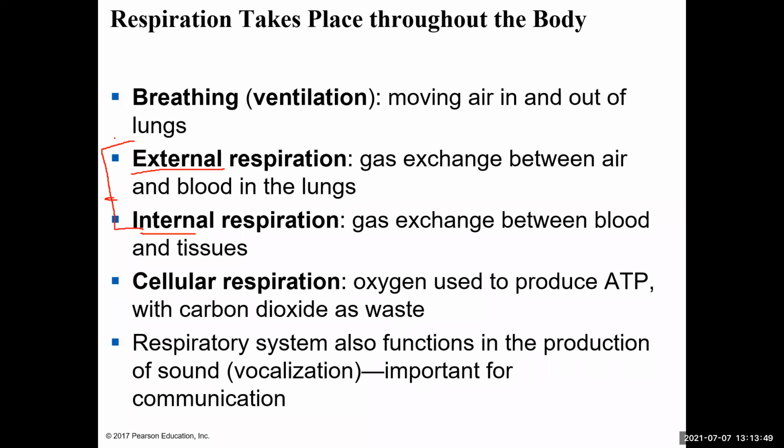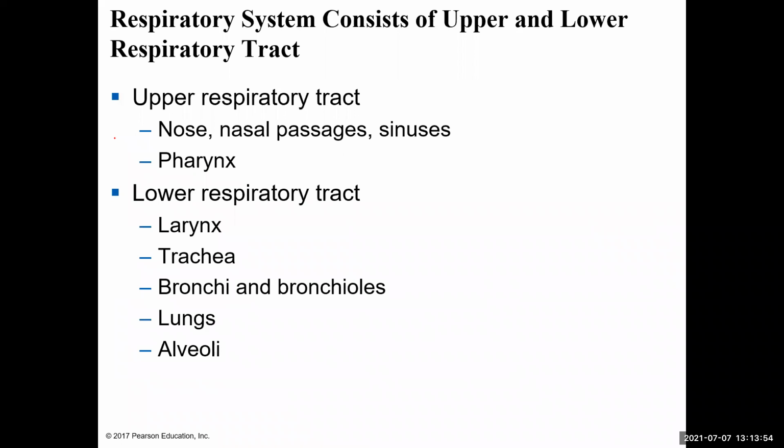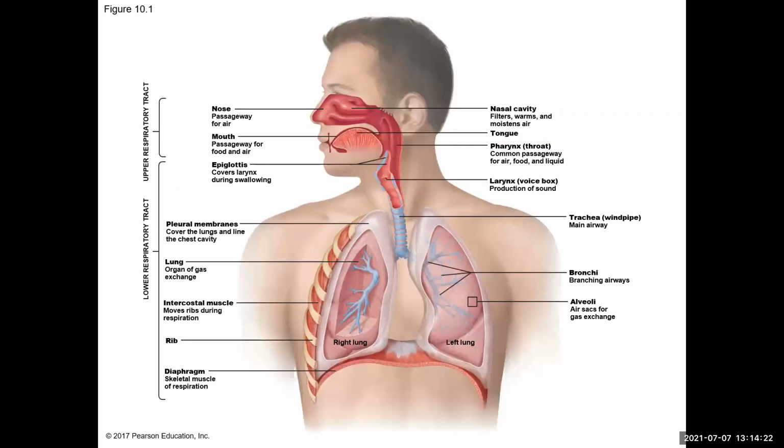All right, so now that we've looked at where respiration takes place, let's look at the actual structures in the respiratory system. The respiratory system is made up of an upper and lower respiratory tract. The upper respiratory tract consists of the structures of the nose, the nasal passages, the sinus cavities, and the pharynx. The lower respiratory tract is made up of the larynx and the trachea, the bronchi, the bronchioles, the lungs, and the alveoli. We have a figure here showing all of those structures.